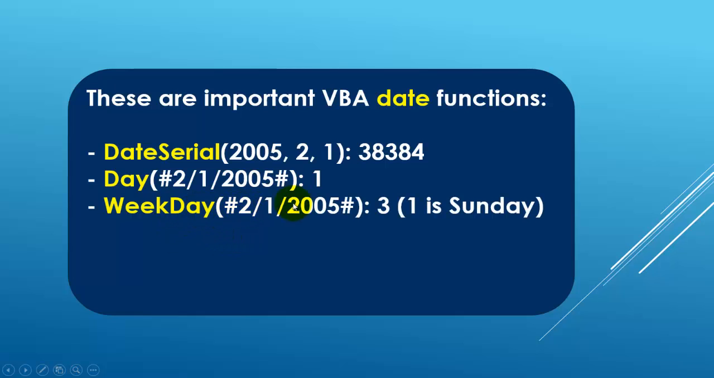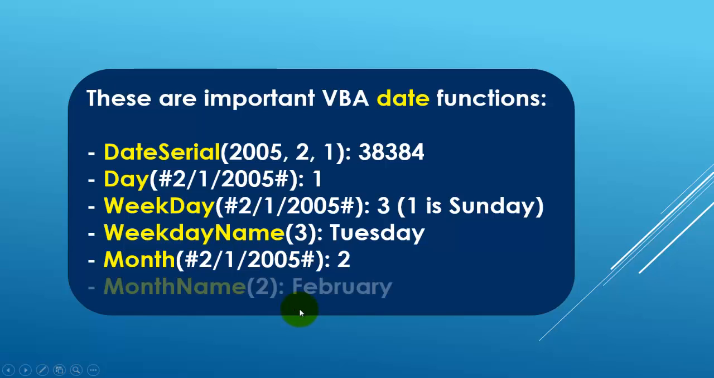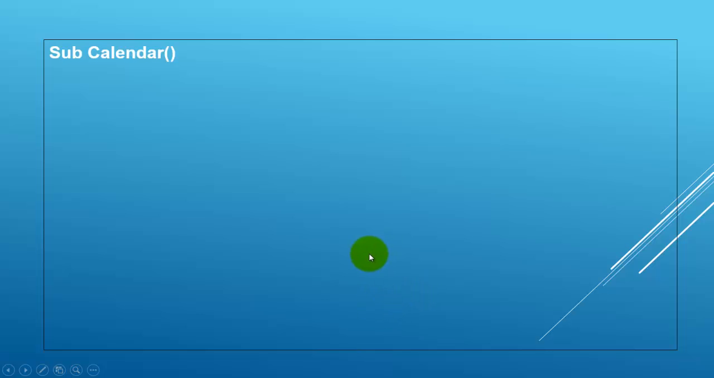The Weekday function, based on that same format, is 3. It happens to be a Tuesday. The machine knows that. 1 is a Sunday, 2 is a Monday. If you want the weekday name of that number 3, it tells you that it's Tuesday. If you ask the month for that date, 2 of course, February 1st, 2005, that is month 2. If you want the month name of that number 2, it will give you February. Now that we know that, we are going to start our first subroutine.